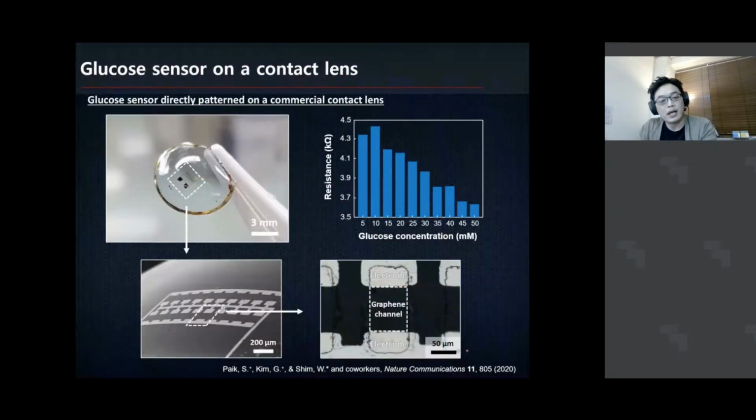So we have a flexible photomask, therefore we can directly pattern. Is this a soft lens? This is a soft lens, which you can buy from the store, and we can directly pattern on top of the soft lens. It's not that you make a pattern and transfer it onto another surface, but this is a very nice proof of concept to directly pattern on top of a curved and very soft surface as well.